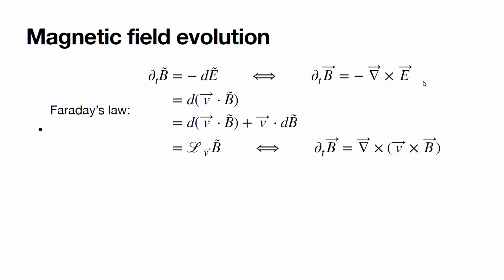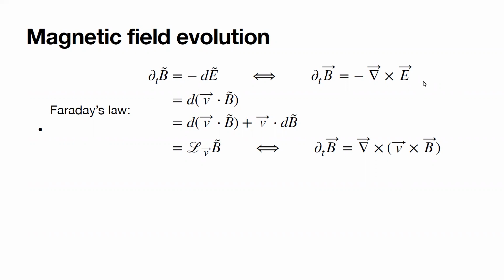Now the evolution equation. Usually I wouldn't show you derivations, but I just wanted to here because it's so beautiful. This is the derivation of the evolution for the magnetic field. I just start with Faraday's law, which in form language looks like the time derivative of B is equal to minus d, the exterior derivative of the electric field 1-form. And then I do a little trick. I add this v dot dB. I can do that because dB is equal to 0.